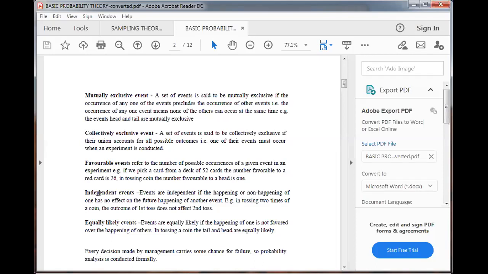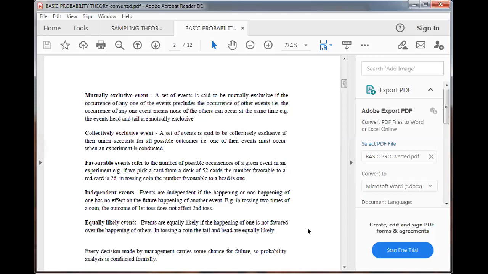And then we have equally likely events, whereby events are equally likely if the happening of one is not favored over the happening of the other. If we toss a coin, actually it's a very good example. If we toss a coin and head shows up, it does not affect the happening over the other. Actually, the tail is not affected by this.